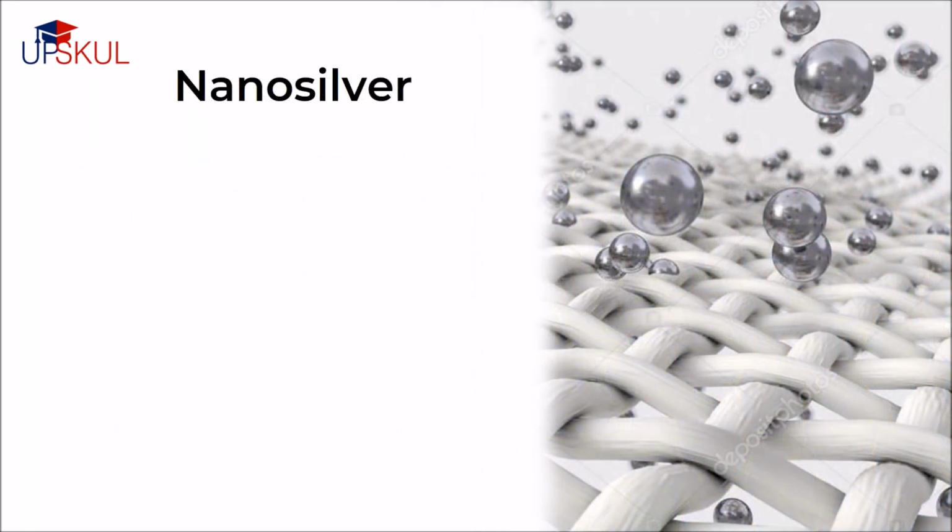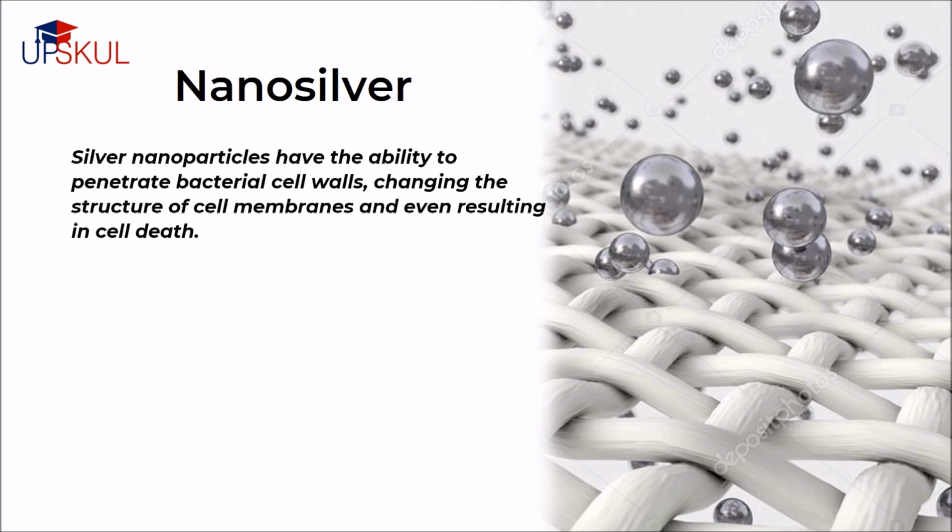Silver nanoparticles have the ability to penetrate bacterial cell walls, changing the structure of cell membranes and even resulting in cell death. Nanosilver is appearing in a range of products including washing machines, socks, food packaging, wound dressings, and food supplements.